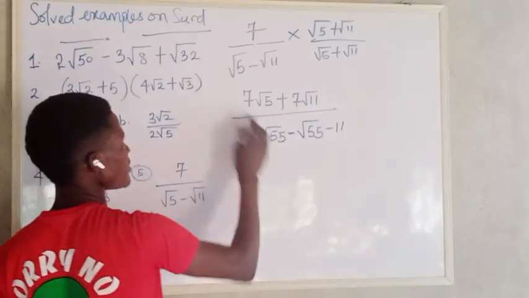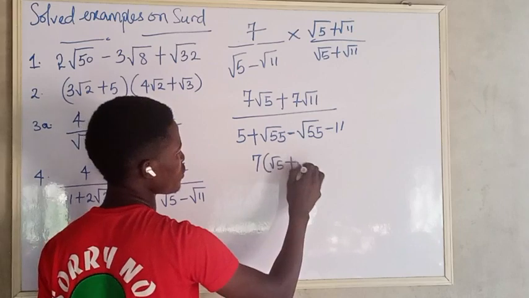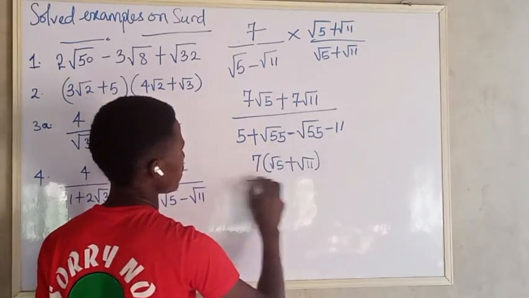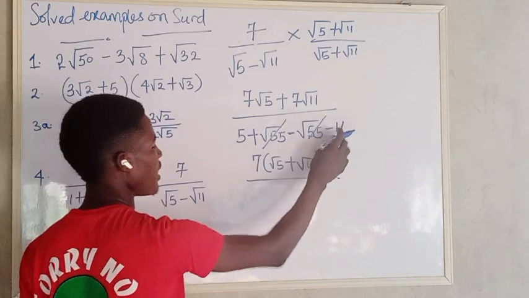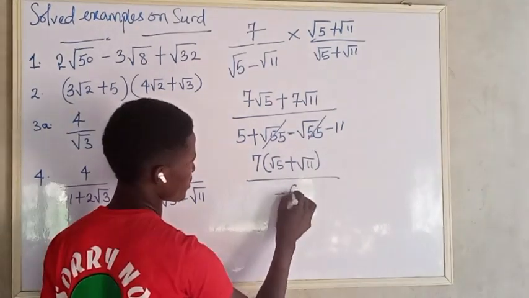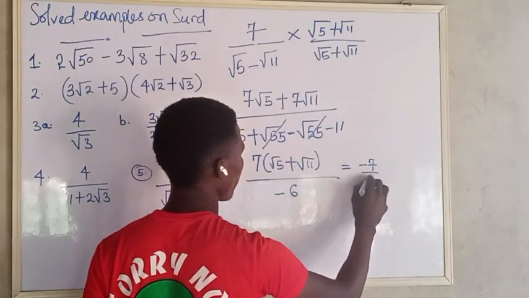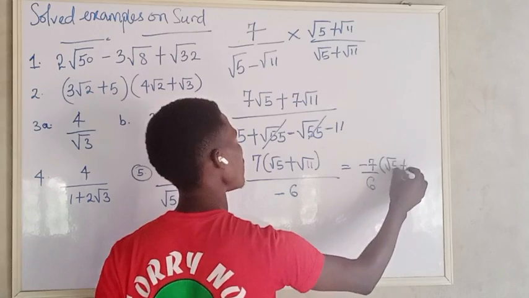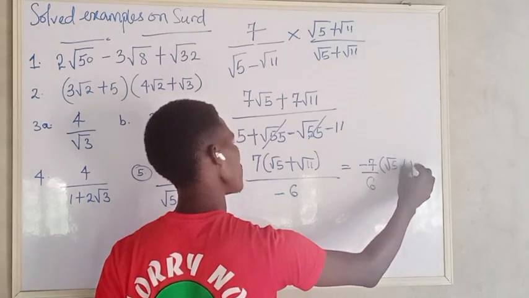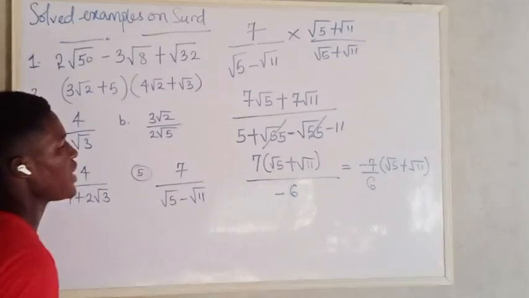Alright, so this is the same thing as what? 7 open bracket, root 5 plus root 11, all over. This will cancel this. 5 minus 11 will give me what? Minus 6. Then my final answer will be what? Minus 7 all over what? 6 into bracket root 5 plus root 11. So this will be my final answer.